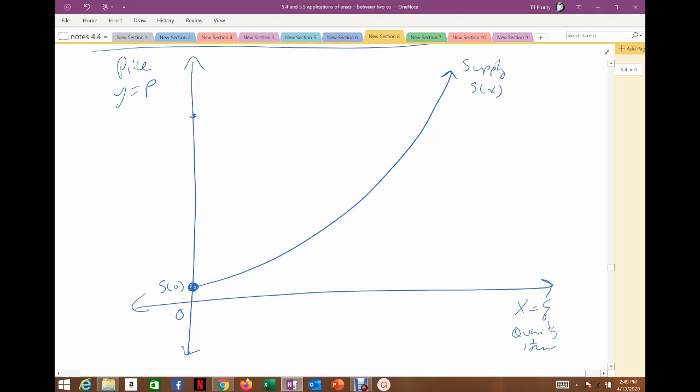And then demand starts high and then decreases. So this is where we'll start. You should always mark off your start. Those are your y-intercepts. You always mark those off. And then the demand curve, again, typically is decreasing. So there's my demand.